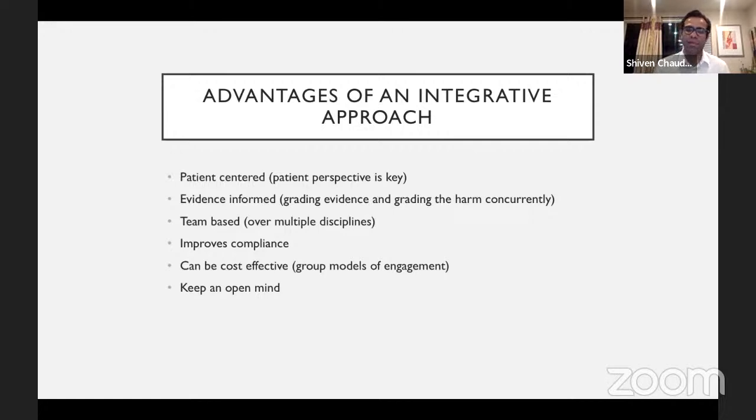And lastly, you want to keep an open mind. If you see what's happened in the last few years with the pandemic, we have realized that we don't have all the answers in Western medicine. We had a disease that caused so much mortality and morbidity. And I think with an integrative approach, you learn to keep an open mind.